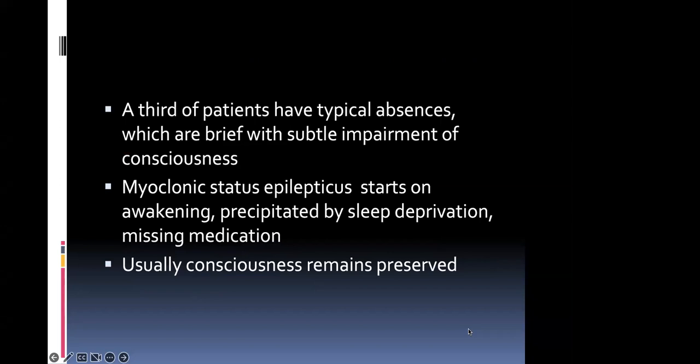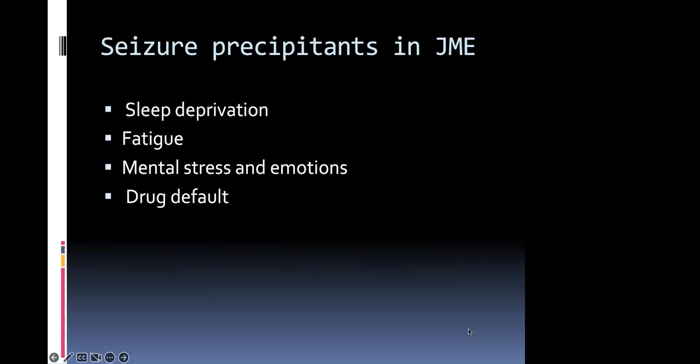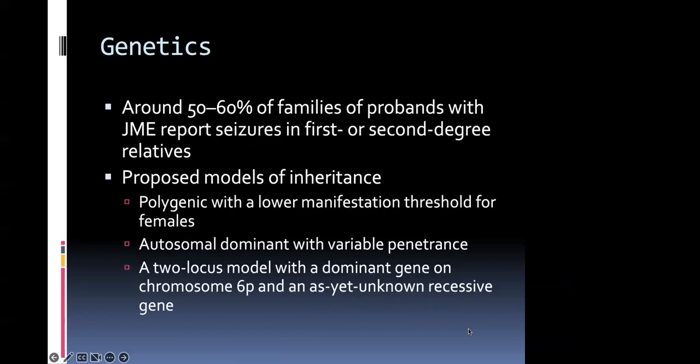Myoclonic status epilepticus starts on awakening, precipitated by sleep deprivation or missing medications. Usually consciousness remains preserved. Seizure precipitants in JME are sleep deprivation, very common, fatigue, mental stress and emotions, and drug default. Around 50 to 60% of the families of probands with JME report seizures in first or second degree relatives. Proposed models of inheritance: polygenic with lower manifestation threshold for females, autosomal dominant with variable penetrance, and a 2-locus model with a dominant gene on chromosome 6p and as yet unknown recessive gene.